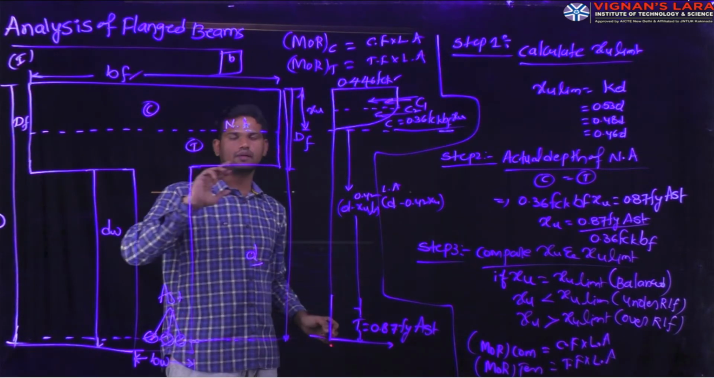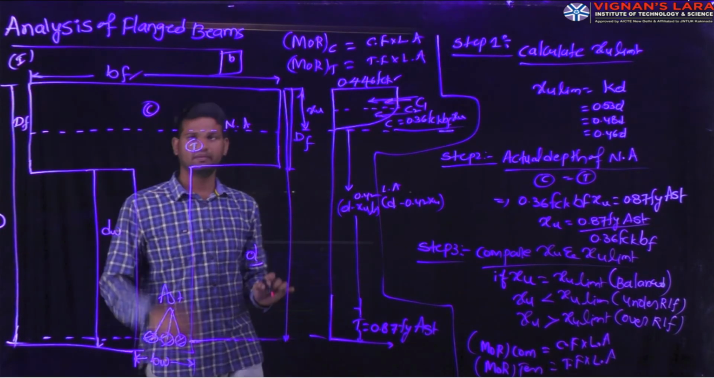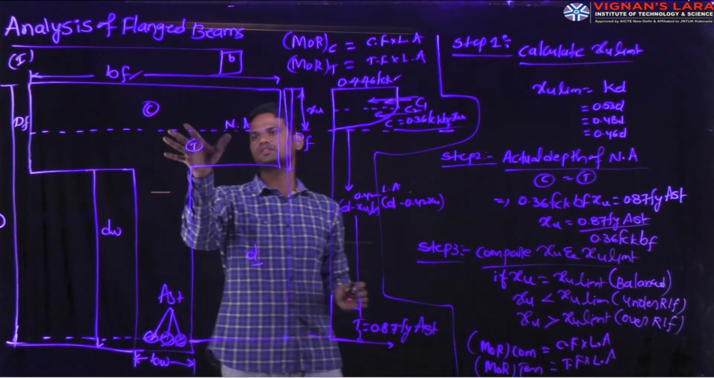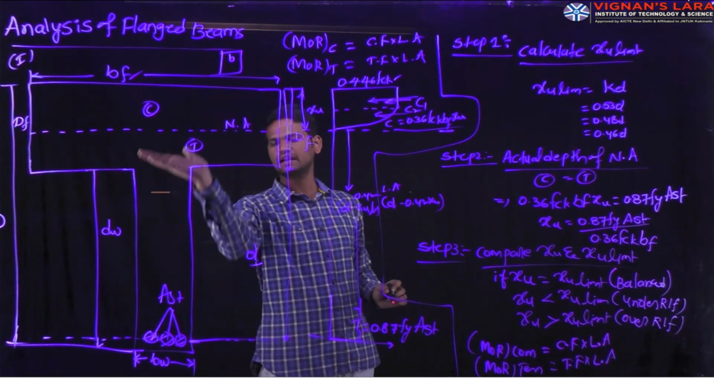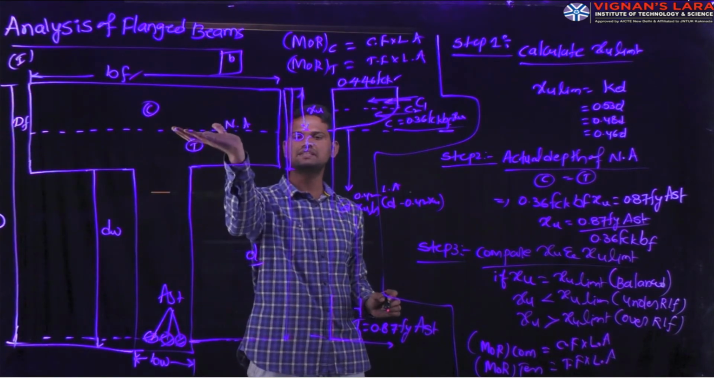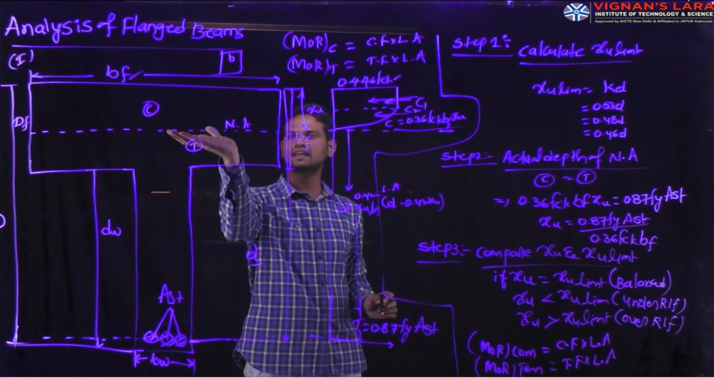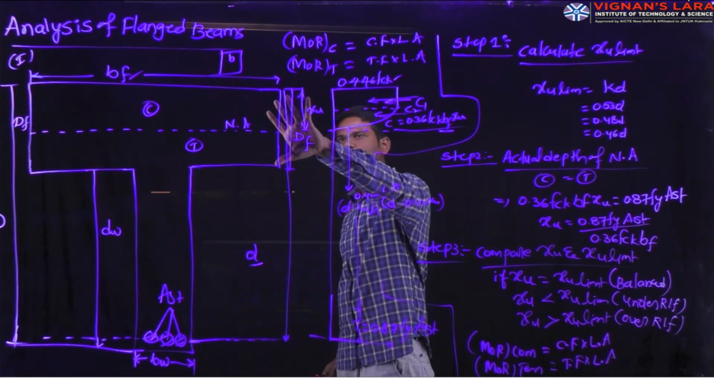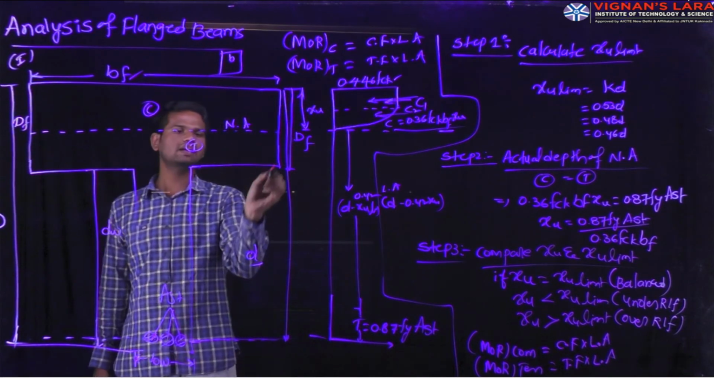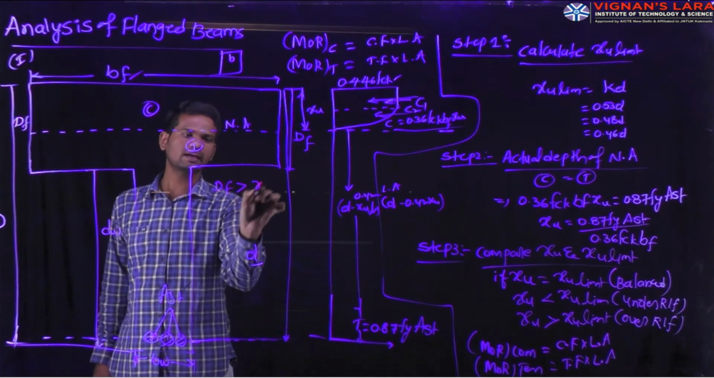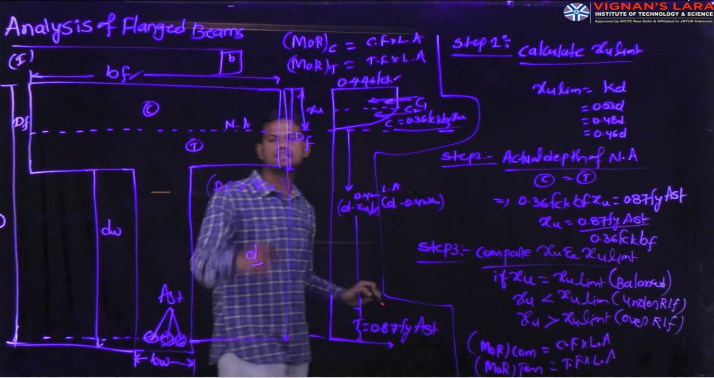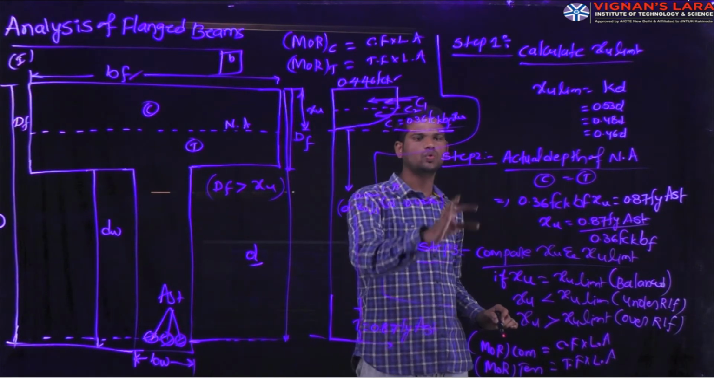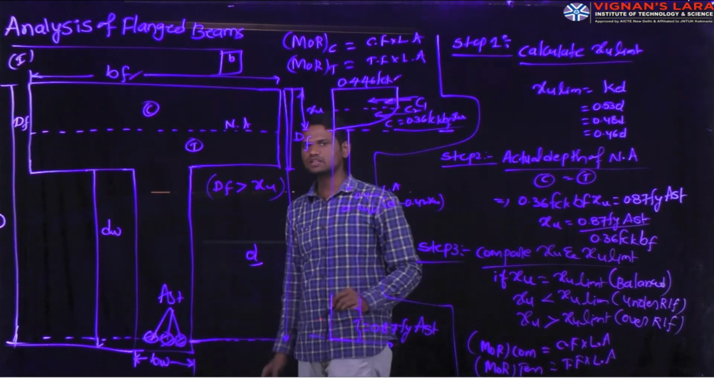is the total compressive force acting on this particular T-beam when the depth of the neutral axis lies within the flange. Again, if the depth of the flange is less than the depth of the neutral axis, what is the depth of the flange here? If you observe here, for this particular condition, Df is greater than Xu. That means the depth of the flange is greater than the depth of the neutral axis. For such a condition, we have to analyze and design the beam by using this procedure.